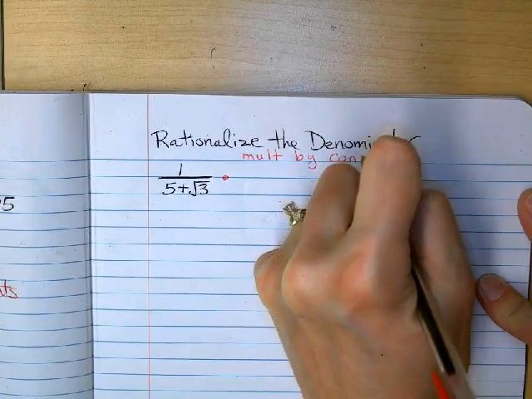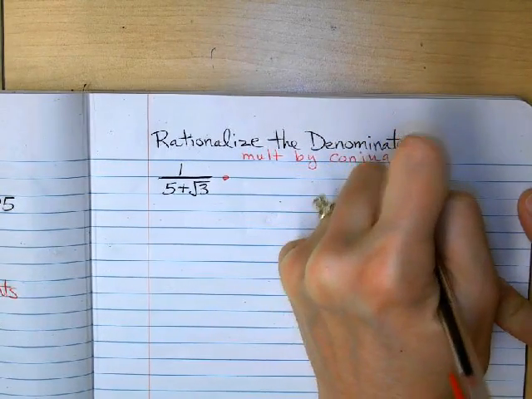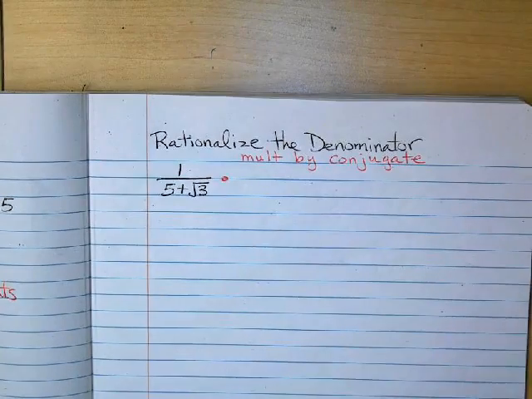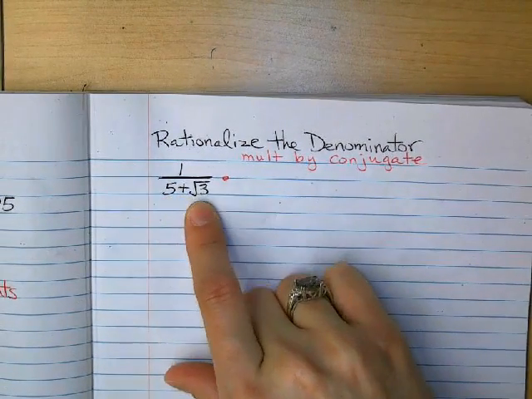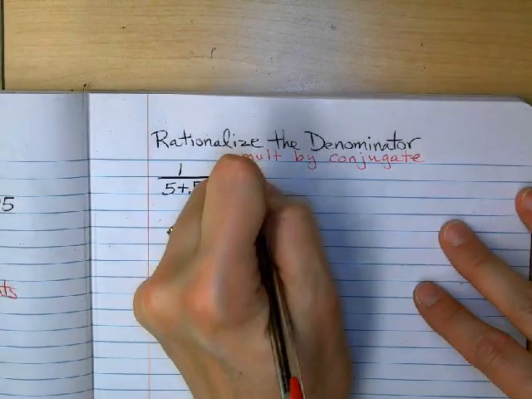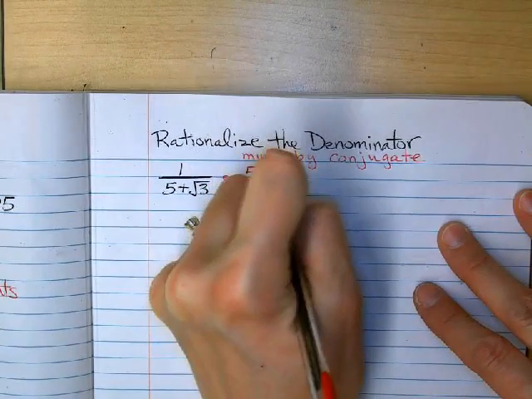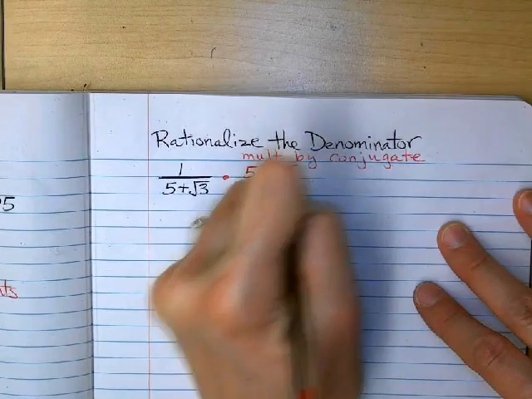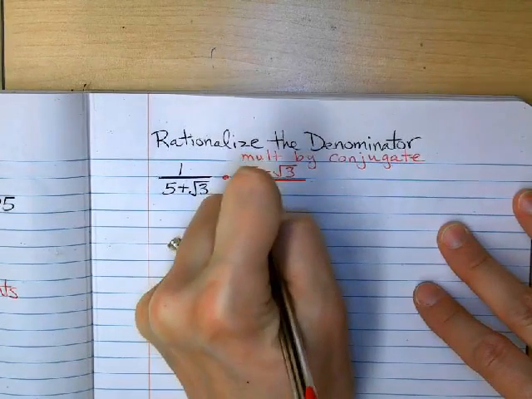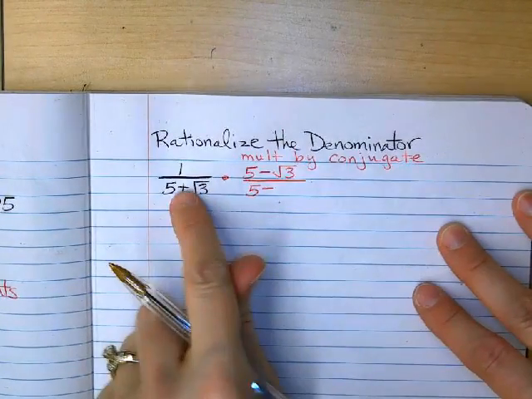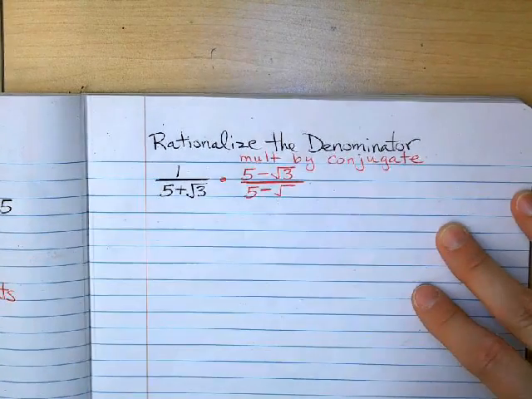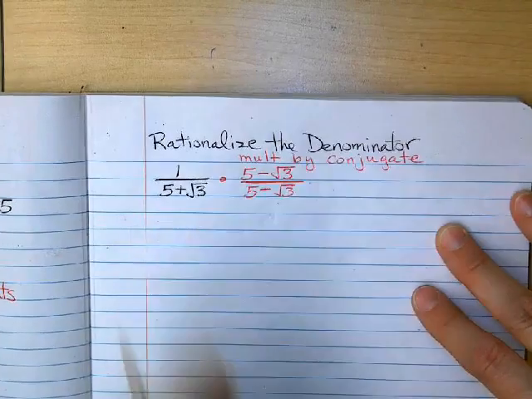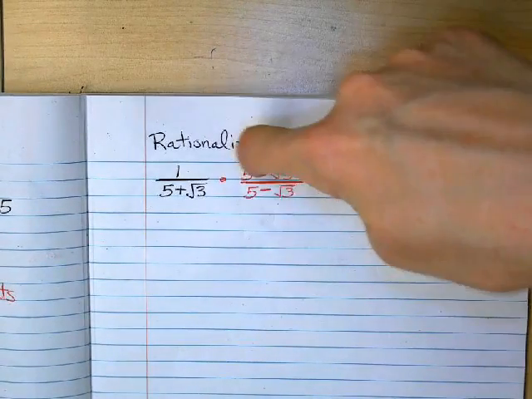What's a conjugate? Well, you just look at the bottom of the problem. It says 5 plus square root of 3. The conjugate of that is 5 minus square root of 3. It's like an opposite. You just flip it to minus. If it would have already been minus, I would have made it plus. That's the conjugate. 5 minus square root of 3 is the conjugate of 5 plus square root of 3.